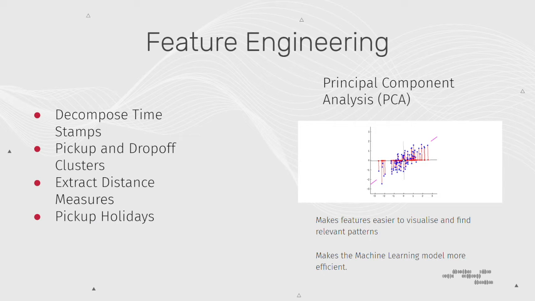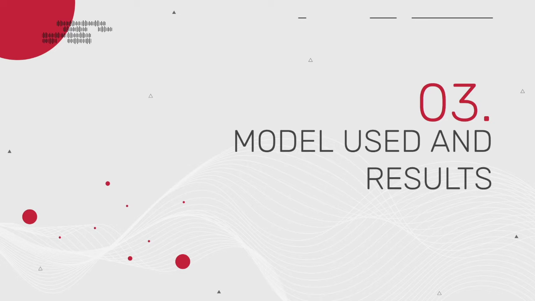For the next part of our feature engineering, we also did some principal component analysis, where we were able to plot the variance of the data points using the red lines, as you can see, onto a particular flat line on a graph. This makes the feature easier to visualize and find relevant patterns, and boosts the features for our model to be able to predict our test data set more efficiently, and it makes the ML model more efficient.